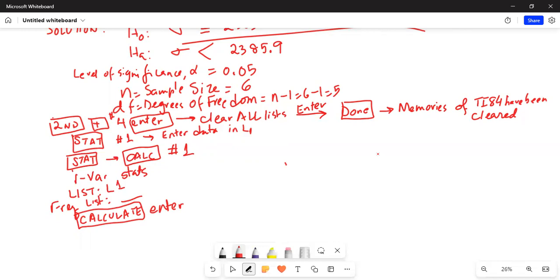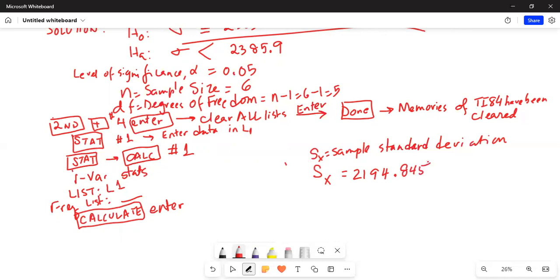So I told you we are interested in the sample standard deviation, which is Sx. Sx is equal to 2194.845. Okay. We need this standard deviation because we have to calculate the test statistic, which is a chi-square test statistic.